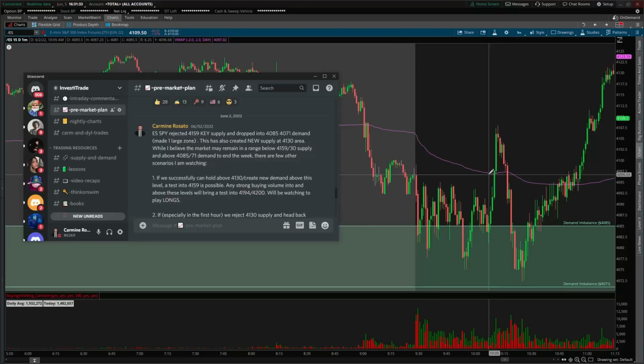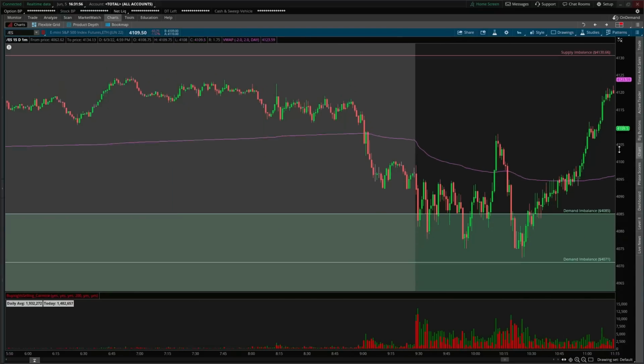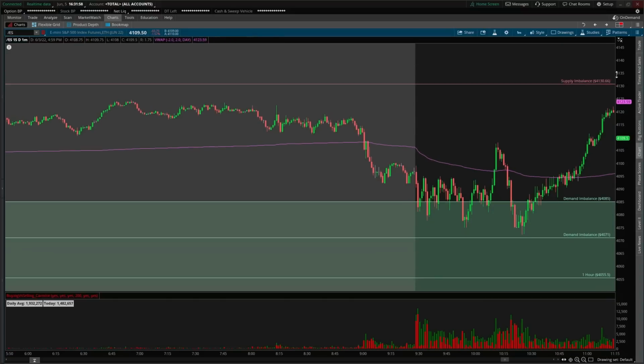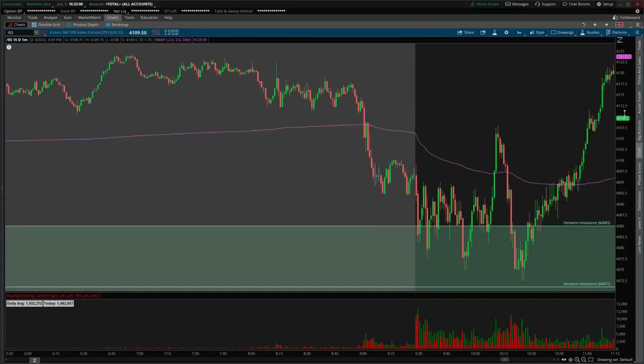I made a video on this recently, but this is a setup on the S&P 500, and I just want to go over the pre-market plan. I post these every single day in my Discord: the levels I'm watching, setups, and scenarios. We had demand at 4085, and I expected the market to remain in balance above 4085 and 4071 demand, yet below 4159 supply and 4131 supply, which are these imbalances right here.